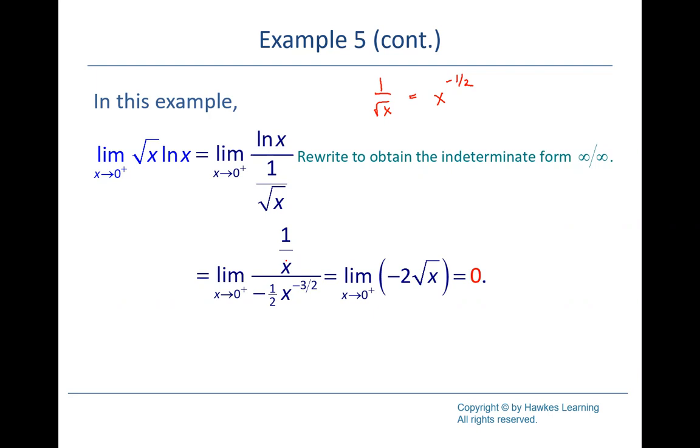So in this example, we did something very similar to the previous examples. We just had to do one initial step to convert that 0 times infinity indeterminate form into a L'Hopital problem. We rewrote our expression as one of our functions divided by 1 over the other. Again, we chose root x to go in the denominator in this case because it was simpler to differentiate.